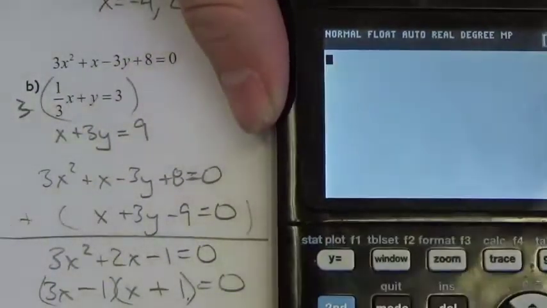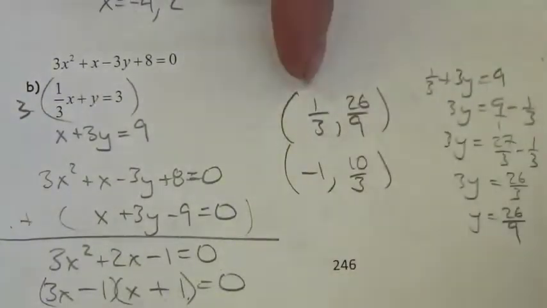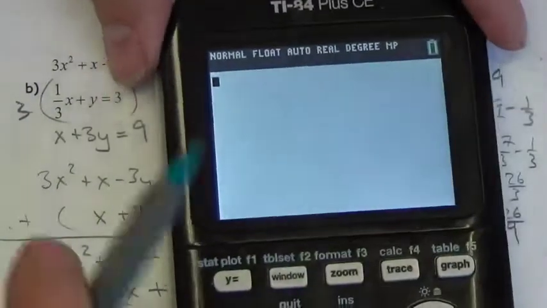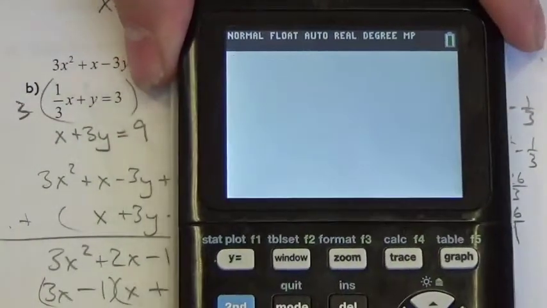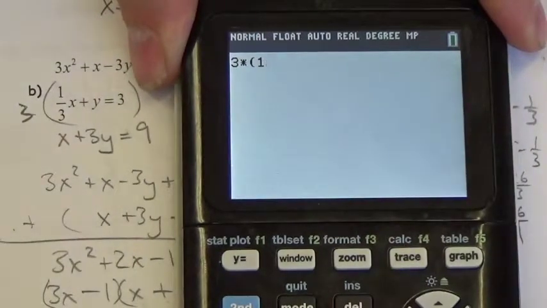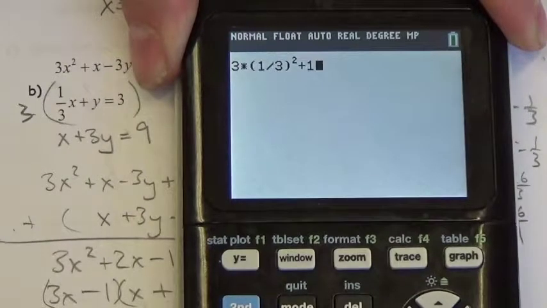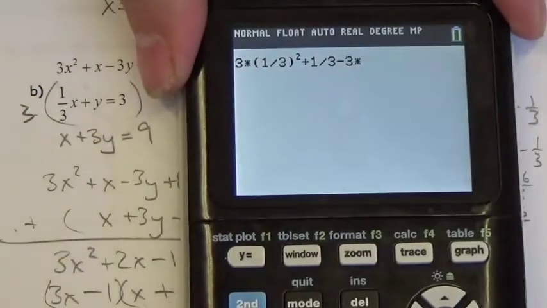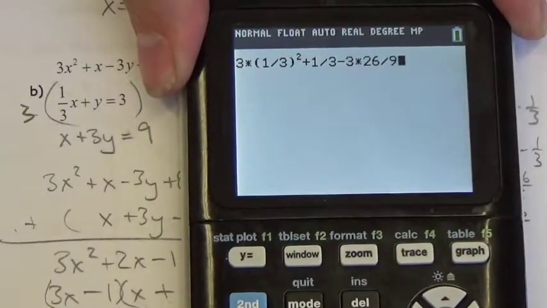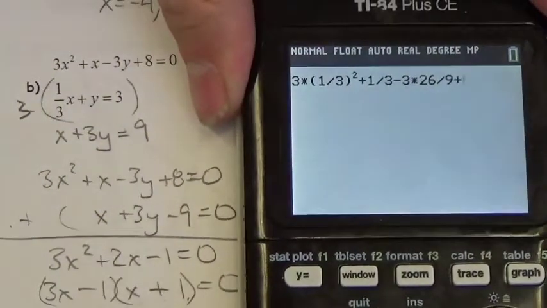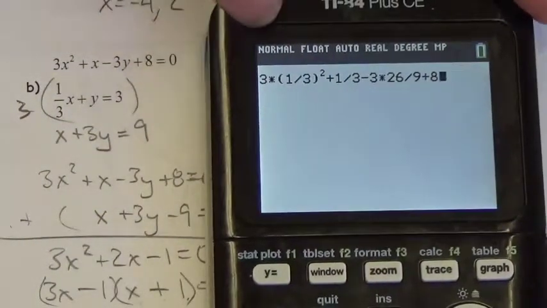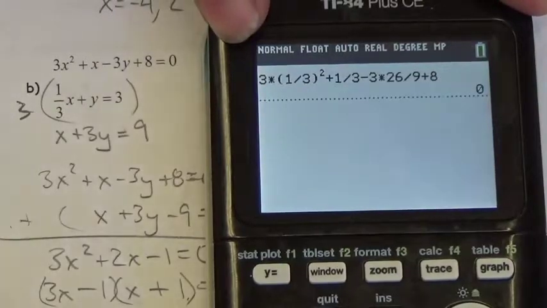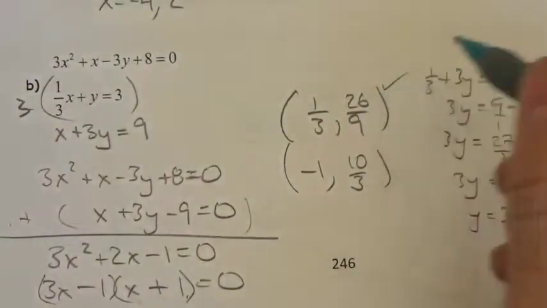Okay, I've got to quit here. So let's just plug those things in. We're going to look at 1/3, 26/9 here. Let's just plug this into the first equation. So 3 times (1/3) squared plus 1/3 minus 3 times, now what did I have? 26/9 plus 8. Okay, now, if I've done this correctly, that should be 0. And it is 0. So that point works.